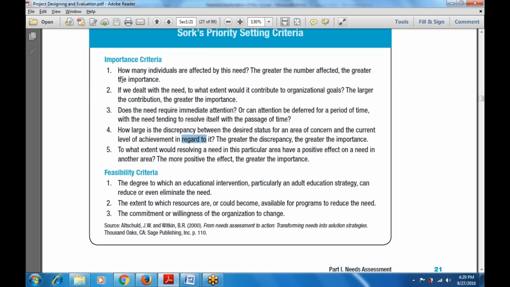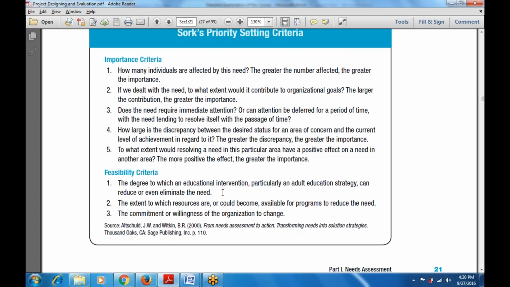So this is the importance criteria. Then the next one is the feasibility criteria: the degree to which an additional intervention, particularly an adult education strategy, can reduce or even eliminate the need, and the extent to which resources are or could become available for the program to reduce the need.